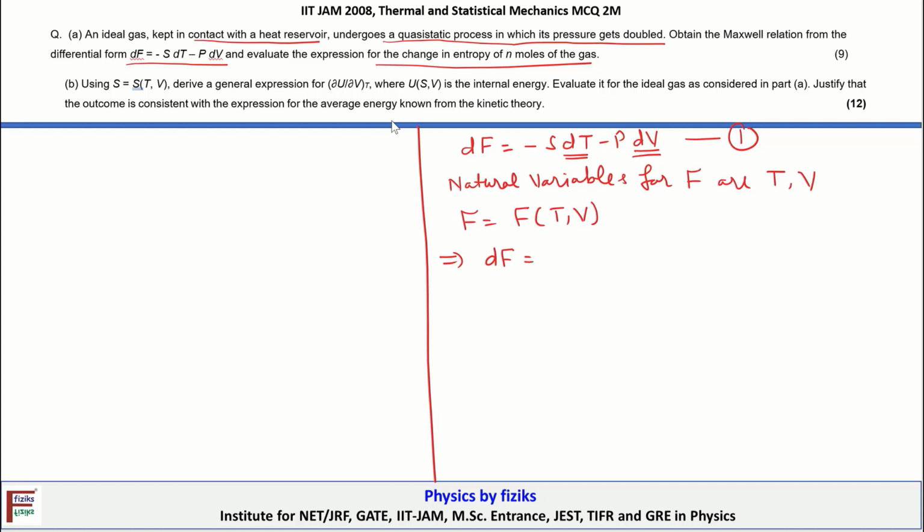now we are going to write a small change in F in terms of its natural variables. Here because we are going to evaluate the Maxwell relation, so we are going to make use of another fact here. So we can write F as a function of T and V. Okay, and the fact that F, the Helmholtz energy, it's a perfect differential.